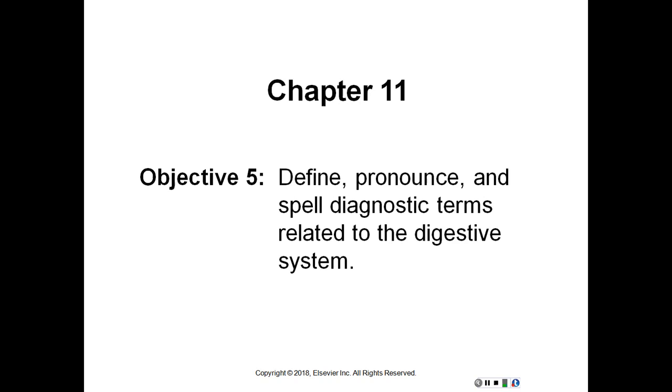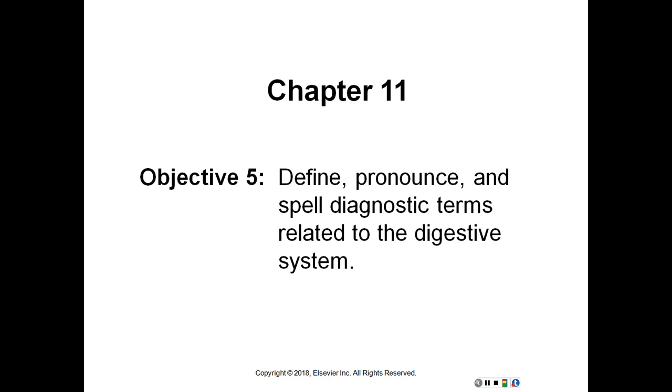Continuing with Objective 5, we're going to define, pronounce, and spell diagnostic terms related to the digestive system. So we'll start with the terms built from word parts. Cholangiogram, radiographic image of the bile ducts. Cholangiography, radiographic imaging of the bile ducts. CT colonography, radiographic imaging of the colon. Esophagogram, radiographic image of the esophagus and pharynx.